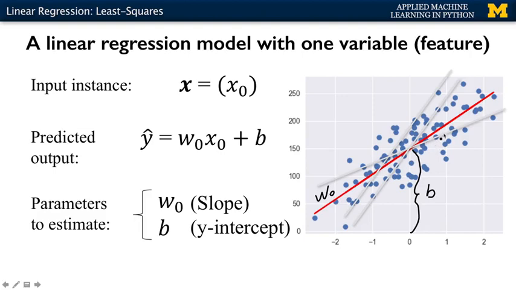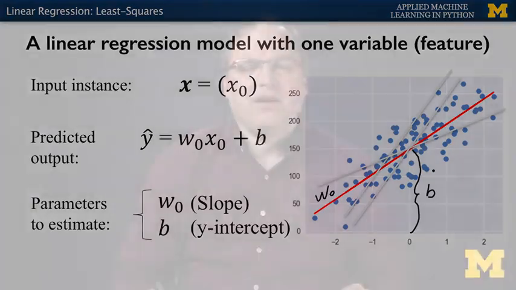Now, the important thing to remember is that there's a training phase and a prediction phase. So the training phase, using the training data, is what we'll use to estimate w0 and b. One widely used method for estimating w and b for a linear regression problem is called least squares linear regression, also known as ordinary least squares.